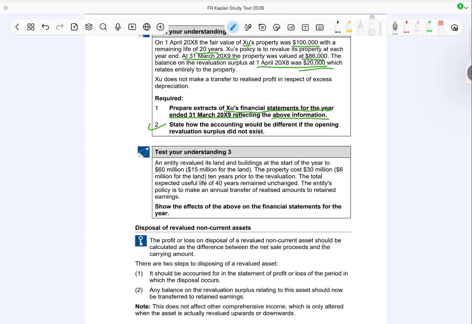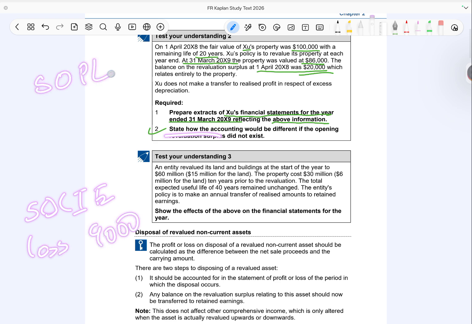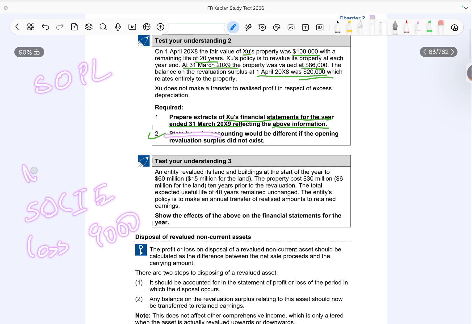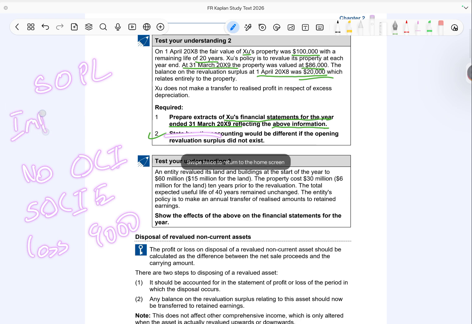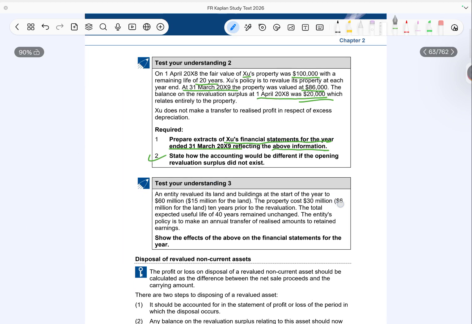One thing I forgot to discuss: if there would have been no revaluation surplus to start with, what would have been done with our loss? It's very easy. Everything else is going to remain the same. In your SOCIE, you would have no opening balance, so it would just be a loss of 9,000. In your statement of profit and loss, you would have no OCI. It would just be an impairment loss in your debit section of 9,000. That's it. No other change.